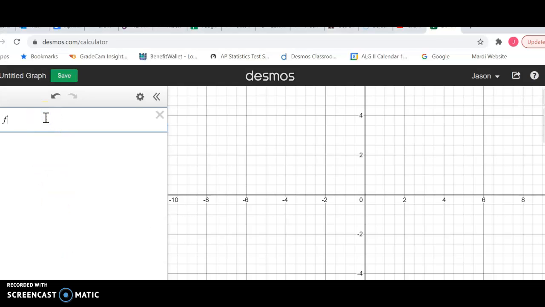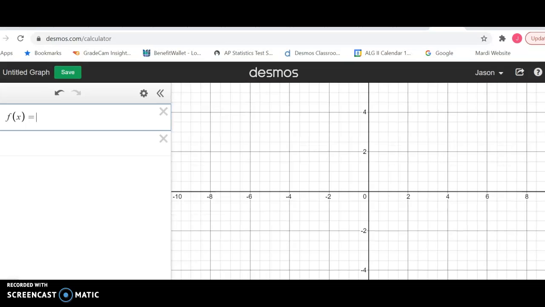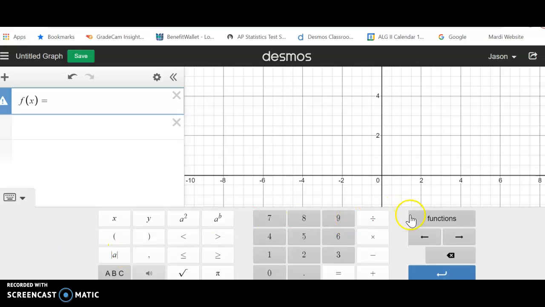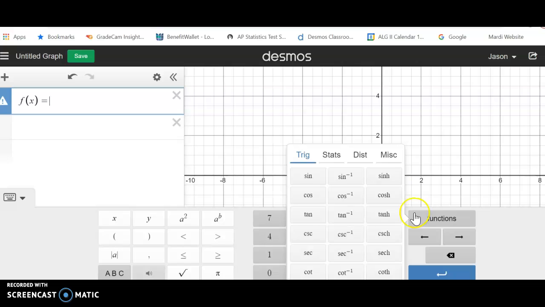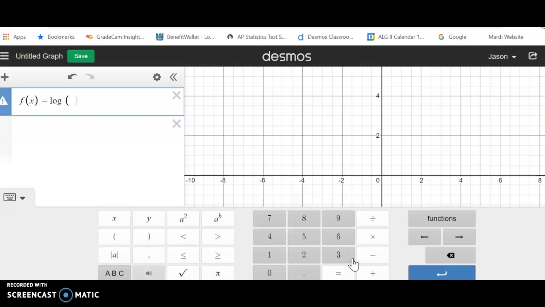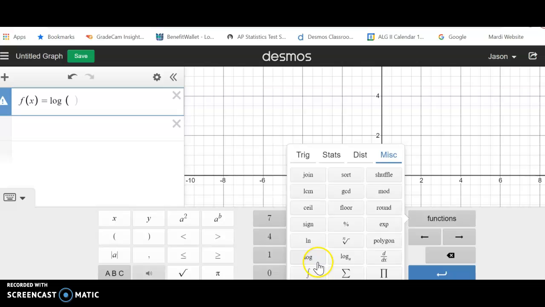Okay, so we've got f of x equals log. Shoot. Instead of doing that, let's hit this little typewriter button under functions, miscellaneous, I think. Yeah, this log base a is what you want if you have a base other than 10. The other one, just the log, that's base 10. So this is going to be any base but 10.